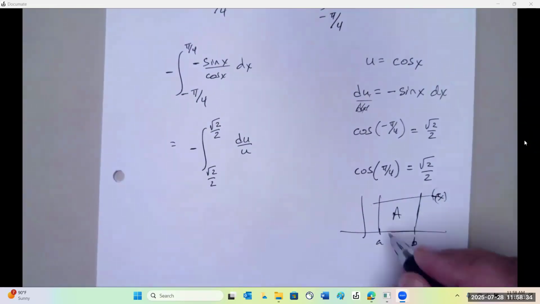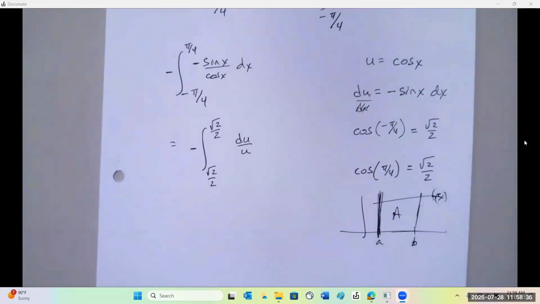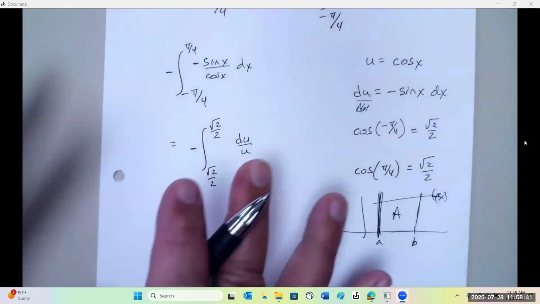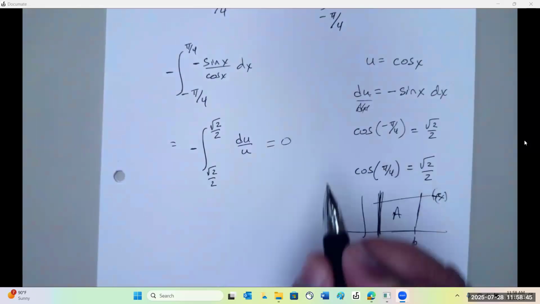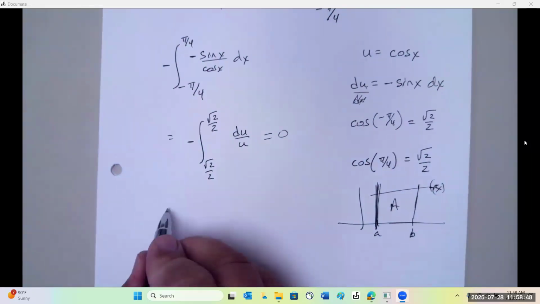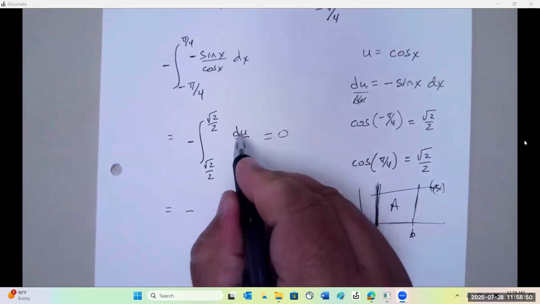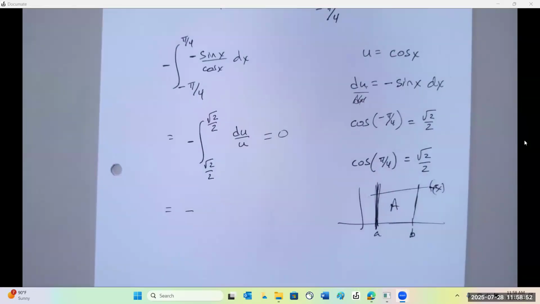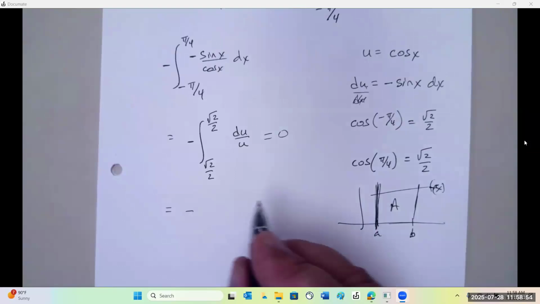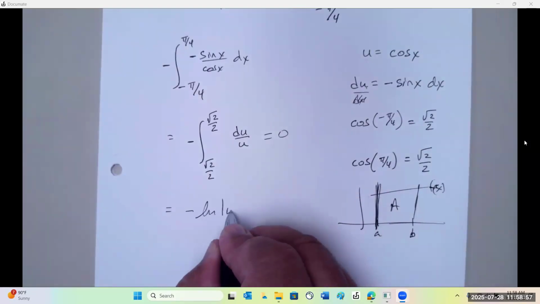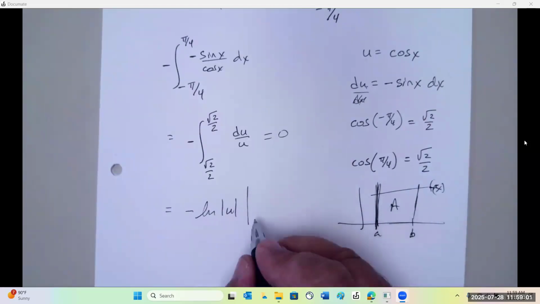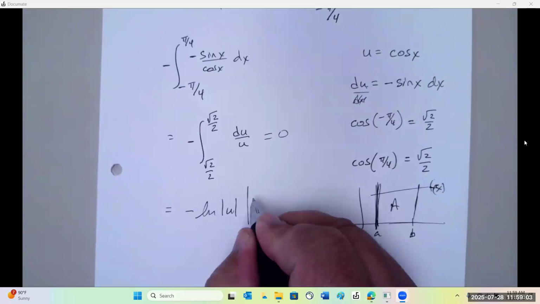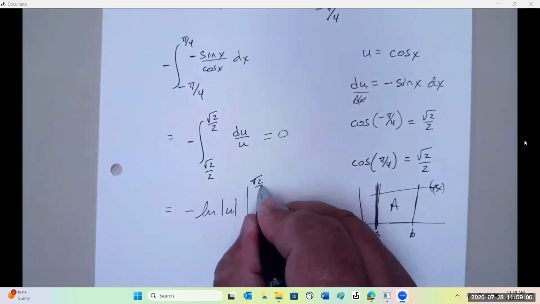What if a and b were the same line? What's the area of a straight line? 0. Yeah, so we know the answer is going to be 0, but let's work it out. So what is the integral of du over u? Ln u. And that's the reason we shifted that way. Radical 2 over 2, radical 2 over 2.